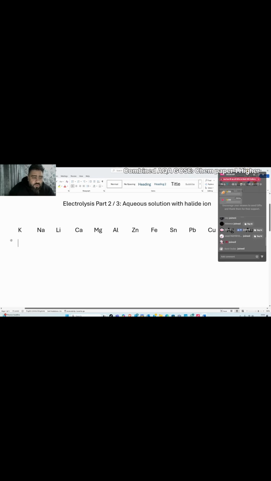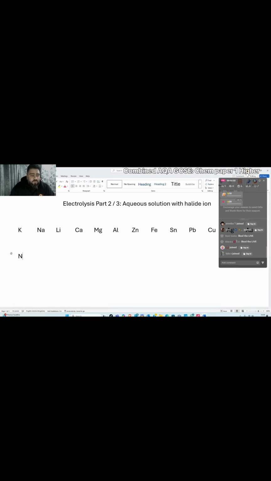So, this is the reactivity series: potassium, sodium, lithium, calcium, magnesium, aluminium, zinc, iron, tin, lead, copper, silver, and gold. So let's look at an example. Let's say we are looking at sodium chloride and it is no longer molten, it is now aqueous. What does that mean? That means it's in solution of water.